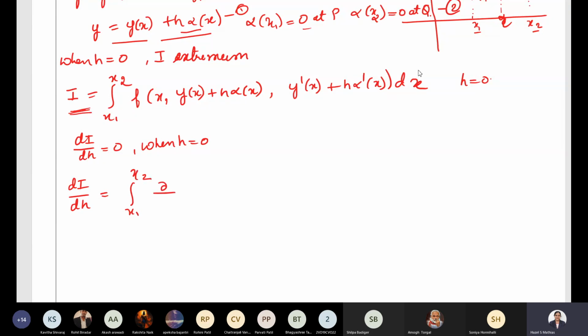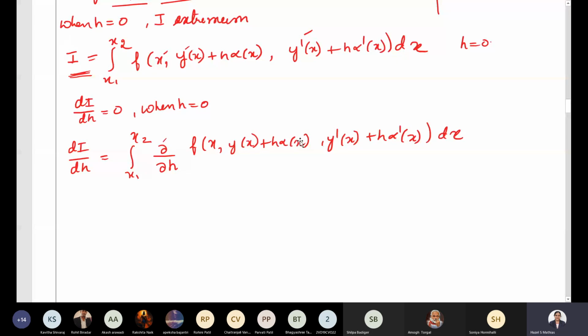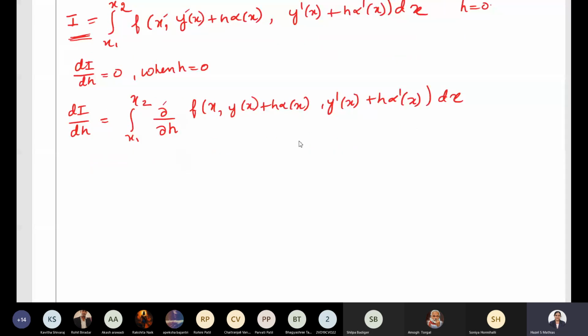We have to differentiate now. It's partial differentiation we have to use, because F is a function of 3 variables: x, y and y dash. This is the sign which stands for partial derivative. So dou by dou h of f of x comma y of x plus h times alpha x comma y dash of x plus h times alpha dash of x into dx. After partial differentiation, now apply chain rule. We have learned chain rule while discussing partial differentiation in the previous semester.